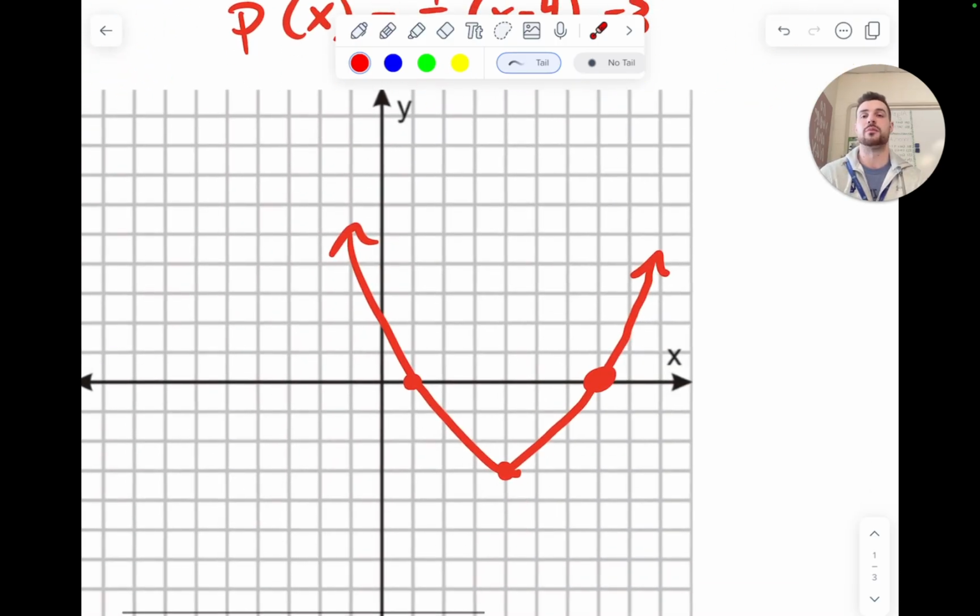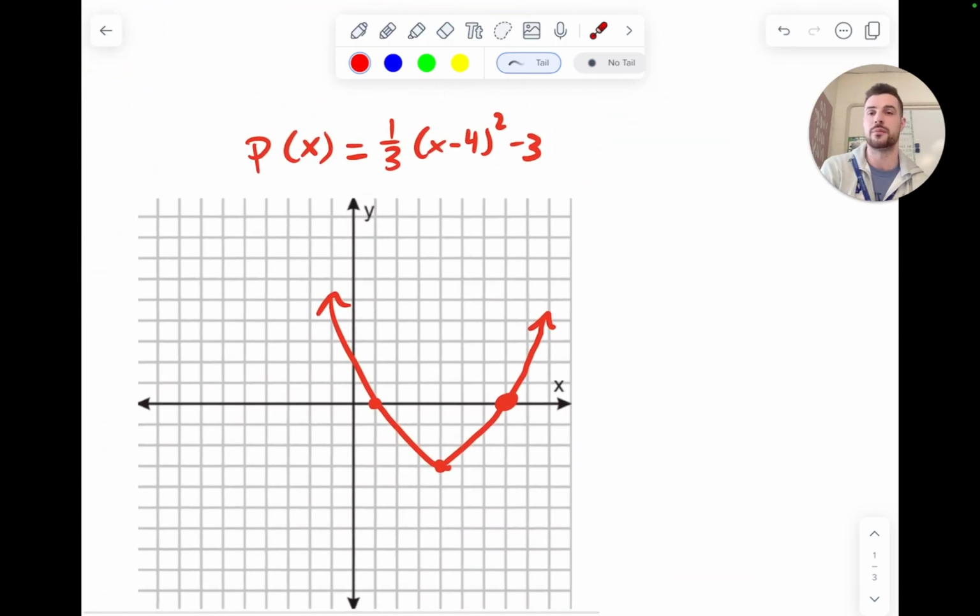So here's an example. We have a quadratic function here. P of x equals 1 over 3 times (x minus 4) squared minus 3. Now, a function like this is quadratic, so it doesn't have a constant slope, but we can still find the average rate of change over an interval or between any two x values.